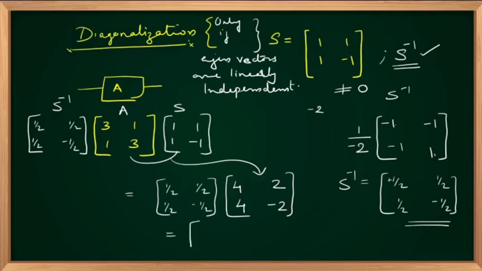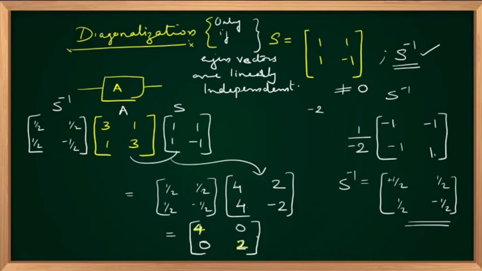What is the result? Let us see: 1 by 2 into 4 plus 1 by 2 into 4. That is nothing but 4 itself, correct? 1 by 2 into 4 is 2, 2 plus 2, 4. 1 by 2 into 2 plus 1 by 2 into -2, that is 0. 1 by 2 into 2 plus 1 by 2 into -2, 0. 1 by 2 into 4 minus 1 by 2 into 4, that is again 0. 1 by 2 into 2, that is 1, minus 1 by 2 into -2, that is again plus 1. So 1 plus 1, that is 2. And the result is an interesting matrix. This is 4 and this is 2.